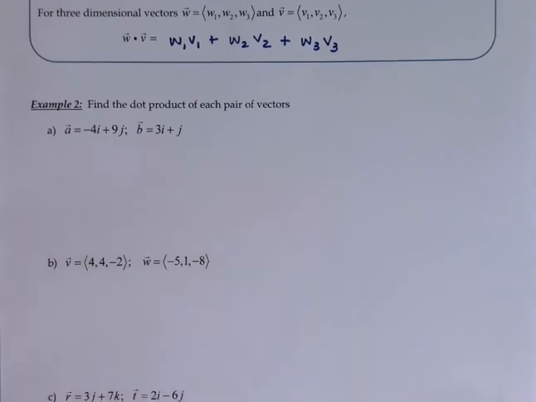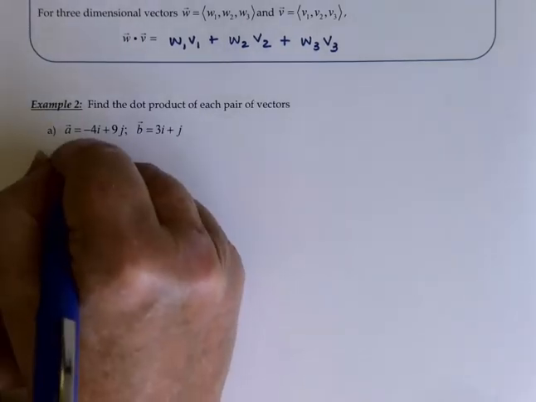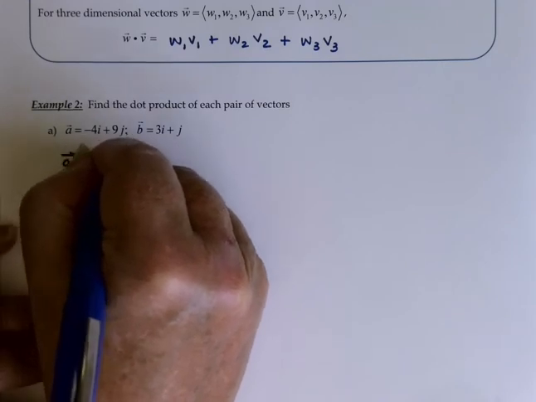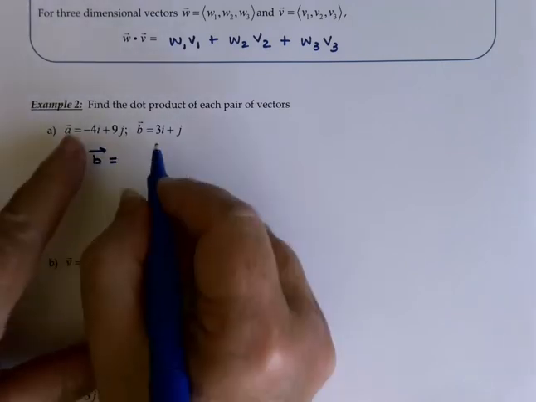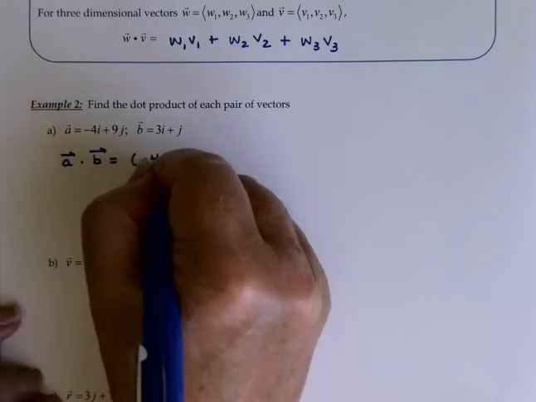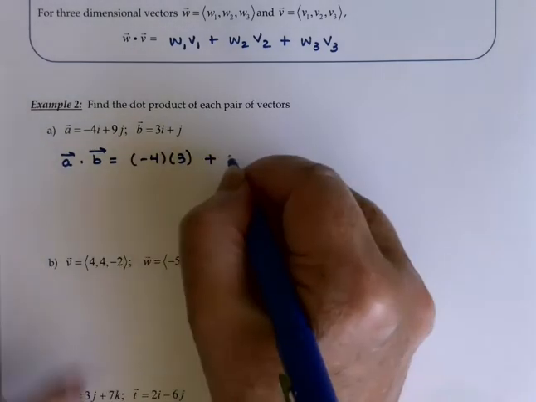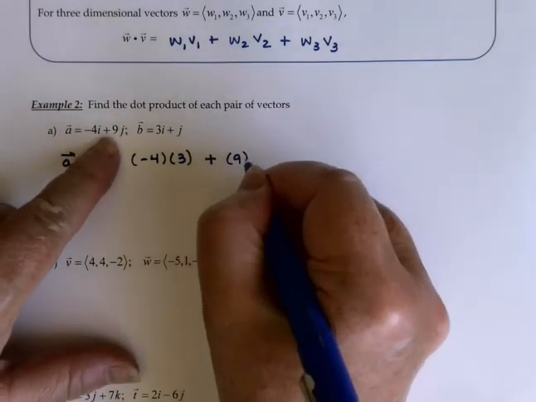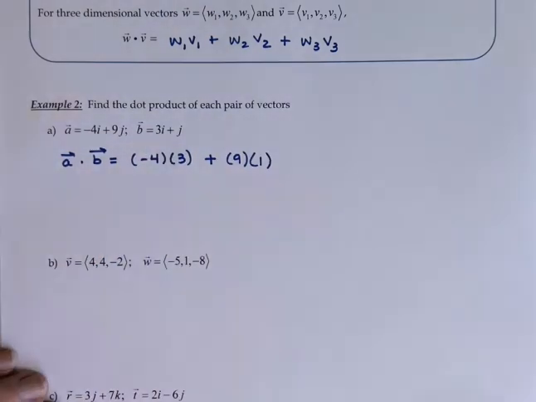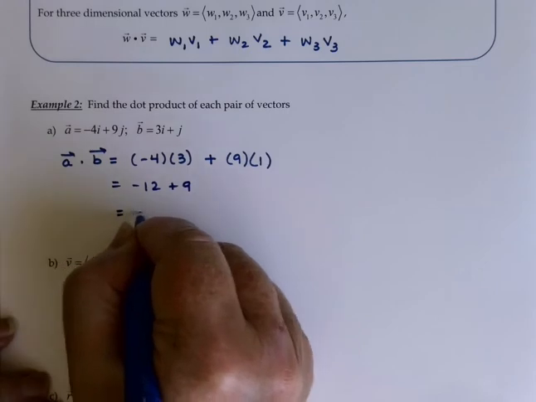So let's find a few dot products. We have an A and a B. If we want A dot B, we're going to multiply the first components, negative 4 times 3, plus the product of the second components, 9 times 1, which is going to give me negative 3.